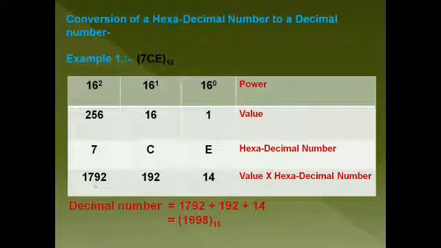Then we will add all these numbers. Now the decimal number is 1792 plus 192 plus 14. It will become 1998, and the base will be 10 because we are converting to decimal.